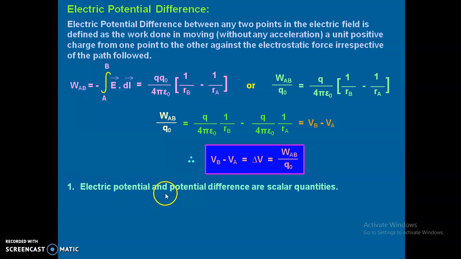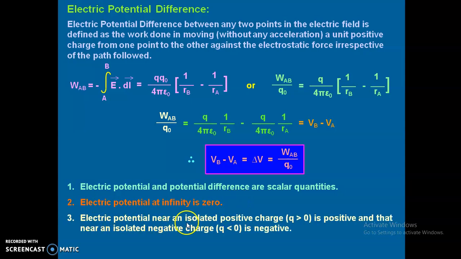So first conclusion, electric potential and potential difference are scalar quantities. Electric potential at infinity is what? 0, because there is no field at infinity, so therefore electric potential is 0. Electric potential near an isolated positive charge Q greater than 0 is positive, and that near an isolated negative charge Q less than 0 is negative. Okay, so near a positive charge which is isolated, the electric potential is positive, and near a negative charge which is isolated, the electric potential is negative.